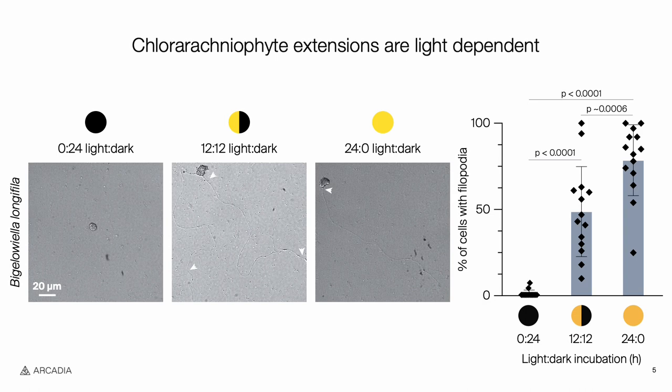So after about 3 days under these conditions, we took the cells and imaged them under the scope and measured how many of these cells actually had extensions. And interestingly, whenever they were in complete darkness, there were zero extensions coming out of these cells. However, under the standard 12-12 light-dark cycle, roughly half of the cells did have extensions coming out, and this became even more prominent with about 75% of cells having extensions whenever they were in 24 hours of light.